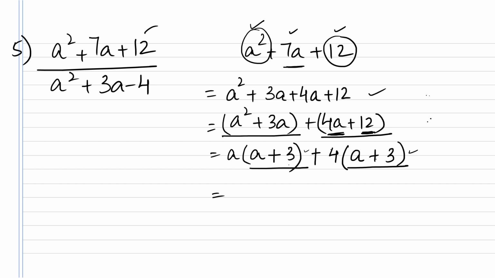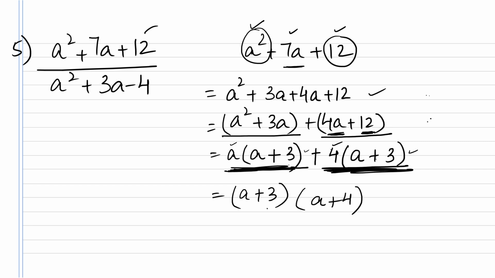Okay, so now I have this and this. From these two terms, I can easily take out a plus 3 term common because this is present in here and this is present here. So a plus 3 out. So what is left? From here, if a plus 3 is out, only a is left. And from here, if a plus 3 is out, only 4 is left.